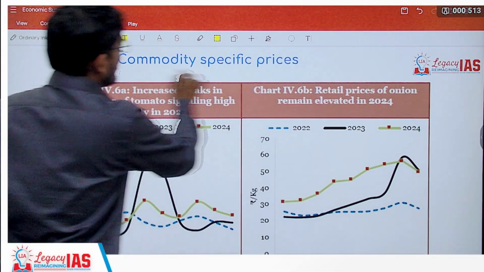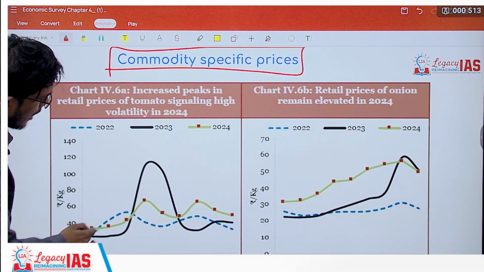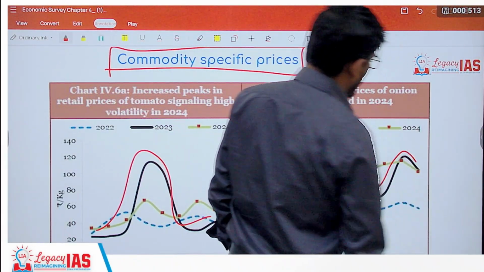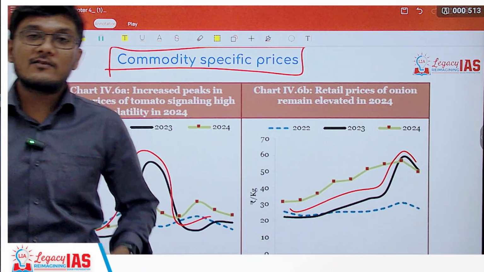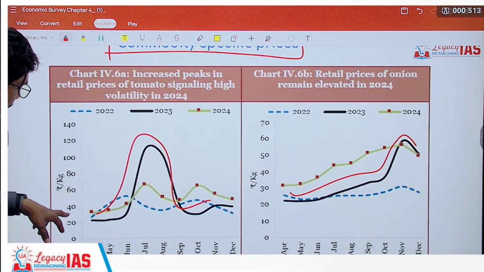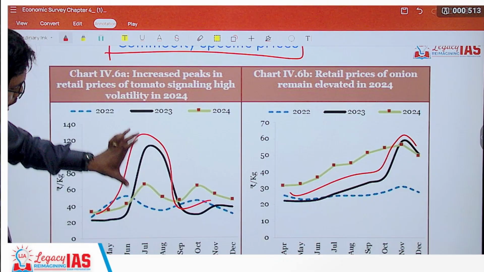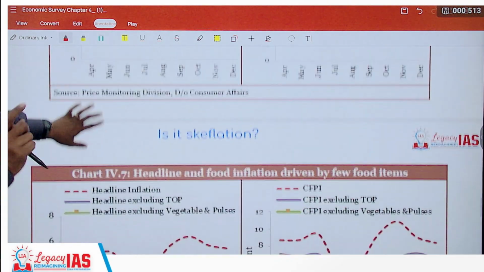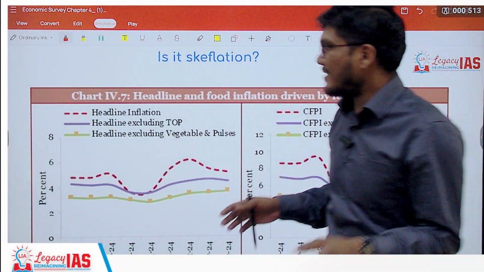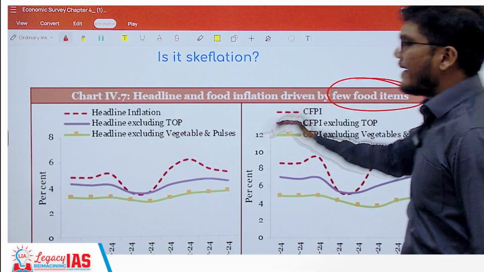Now, if you talk about commodity specific prices, the prices of tomato are fluctuating frequently. The prices of onion are also on the rise. Tomatoes and onions keep fluctuating and they go to exorbitant levels. So there is a higher peak. Earlier, the peak suddenly shot up to 120. This is a huge jump. It is one of the reasons for food inflation. So we can clearly see that food inflation is there due to just a few food items.